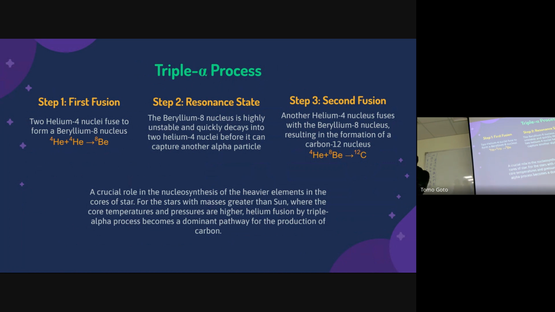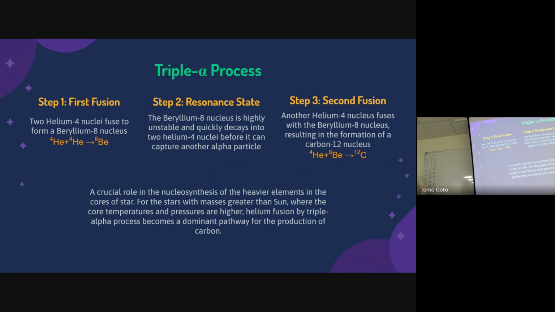Step 2 is the resonance step. The beryllium-8 nucleus is highly unstable and quickly decays into two helium-4 nuclei before it can capture another alpha particle. During step 2, the beryllium-8 has almost the energy of the excited state of carbon-12, the Hoyle state, and that can increase the probability that an incoming alpha particle combines with the beryllium to form carbon-12.